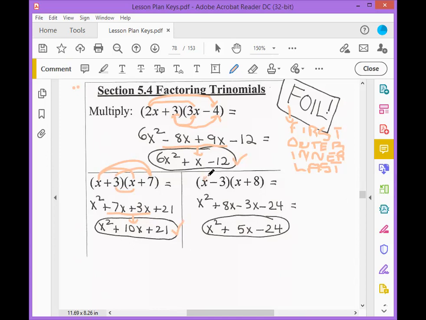In the next example, our first terms, x times x, gives us x squared again. The outer terms, x times 8, gives us 8x. The inner terms, negative 3 times x, gives us minus 3x. And then the last terms, negative 3 times 8, gives us negative 24. We'll combine like terms: 8x minus 3x gives us 5x in the middle. So this is our answer: x squared plus 5x minus 24.